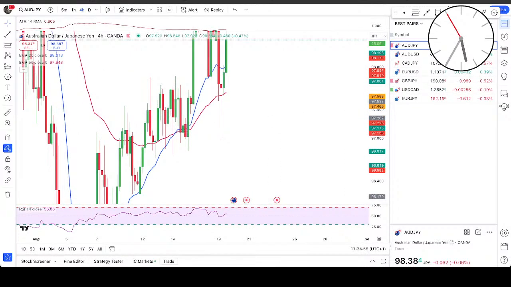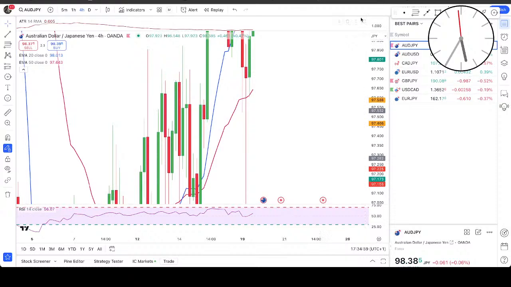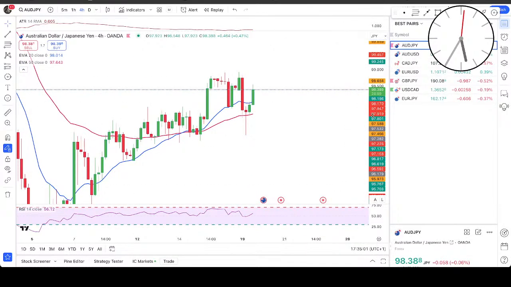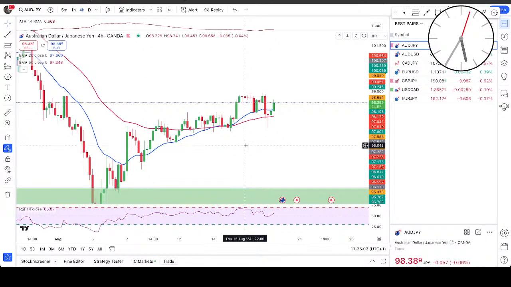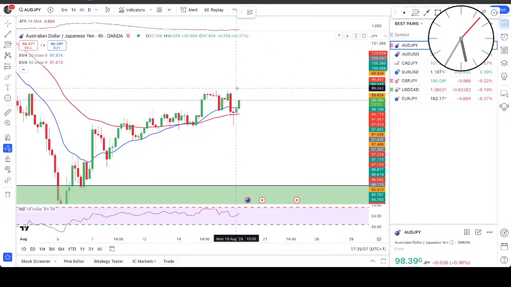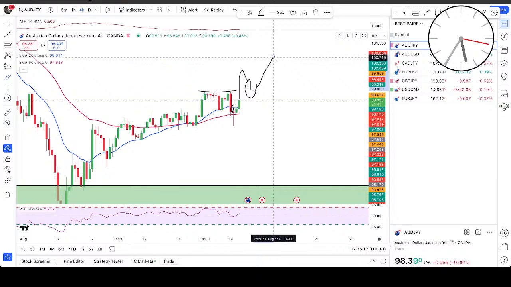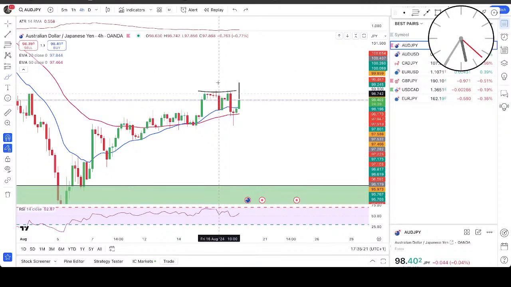Starting with AUD Japanese yen. There's no condition for AUD Japanese yen until we break above this high, because it is not a valid bullish engulfer. After we break above this high, start to look for bullish trades and bullish pullback entries, only while we are above the 50 and 20 EMA. We are only looking for buy trades for AUD Japanese yen.